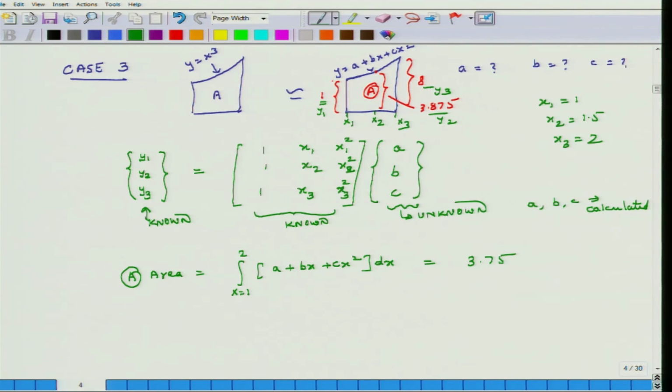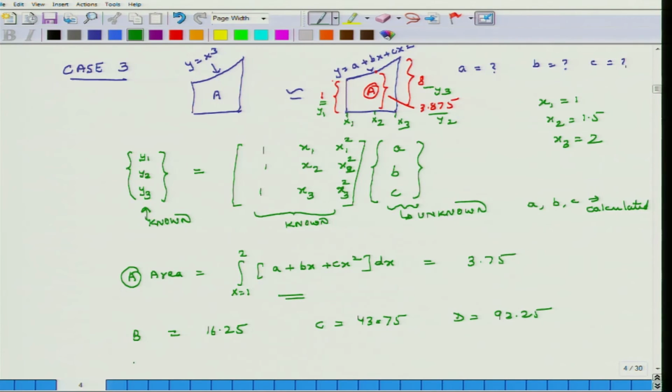Similarly, we go to the next element. There again we assume that y is equal to A plus Bx plus Cx square, and we again recompute A, B, C because our y vector and this matrix has changed, right. So we have to again recompute A, B, C, and then once we recompute, we again use this type of a relation to find the second area. So we find that area B is equal to 16.25, area C is equal to 43.75 and area D equals 92.25.